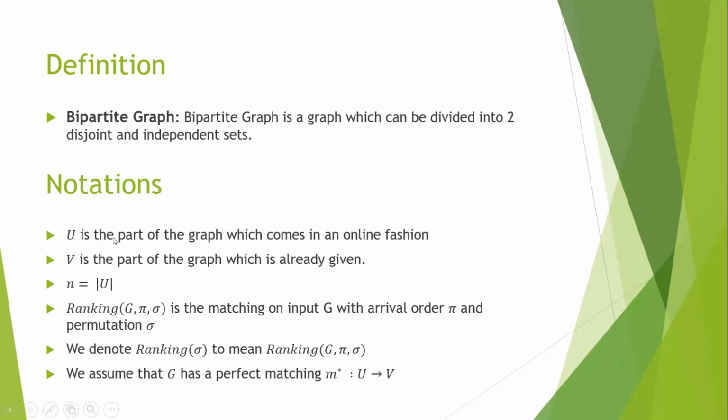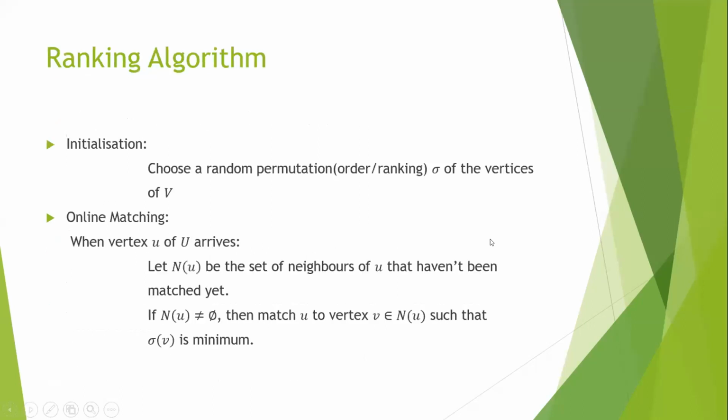Notations. U is the part of the graph which comes in an online fashion. V is the part of the graph which is already given. We define n as the number of vertices in U. Ranking G sigma pi is the matching on input G with arrival order pi and permutation sigma done by the ranking algorithm. We denote ranking sigma as a short form to mean ranking G sigma pi. We also assume that G has a perfect matching M asterisk from U to V.